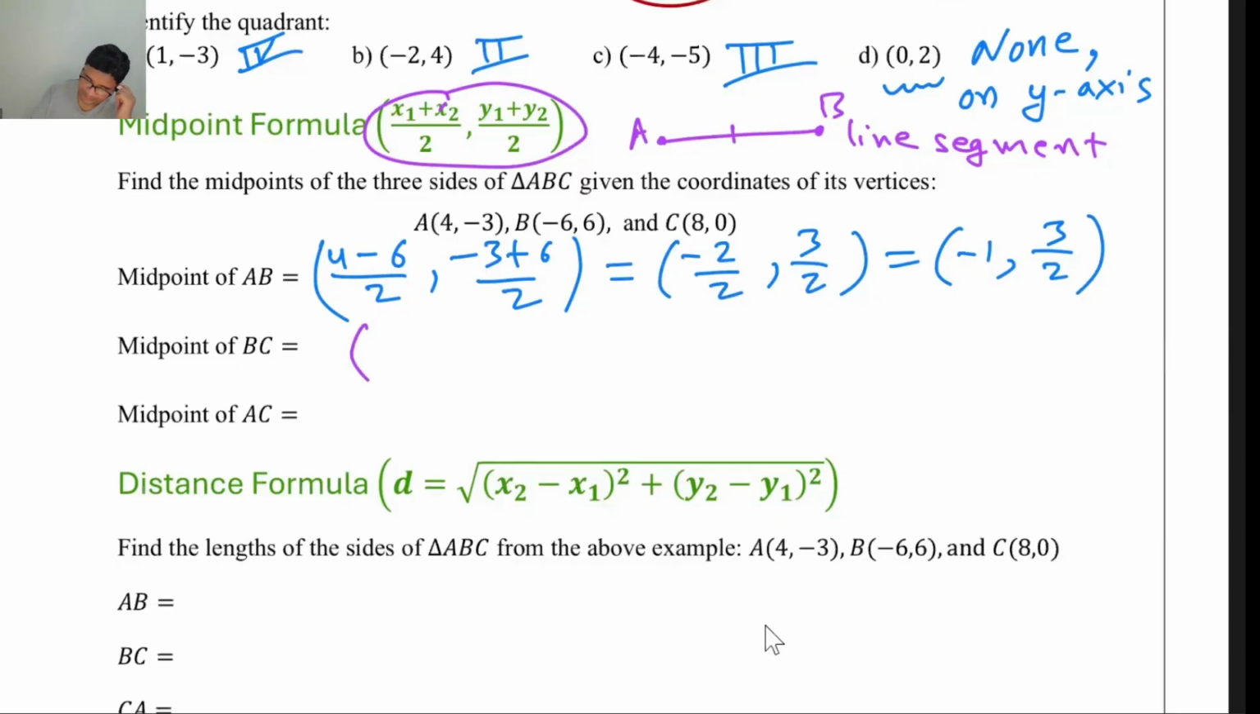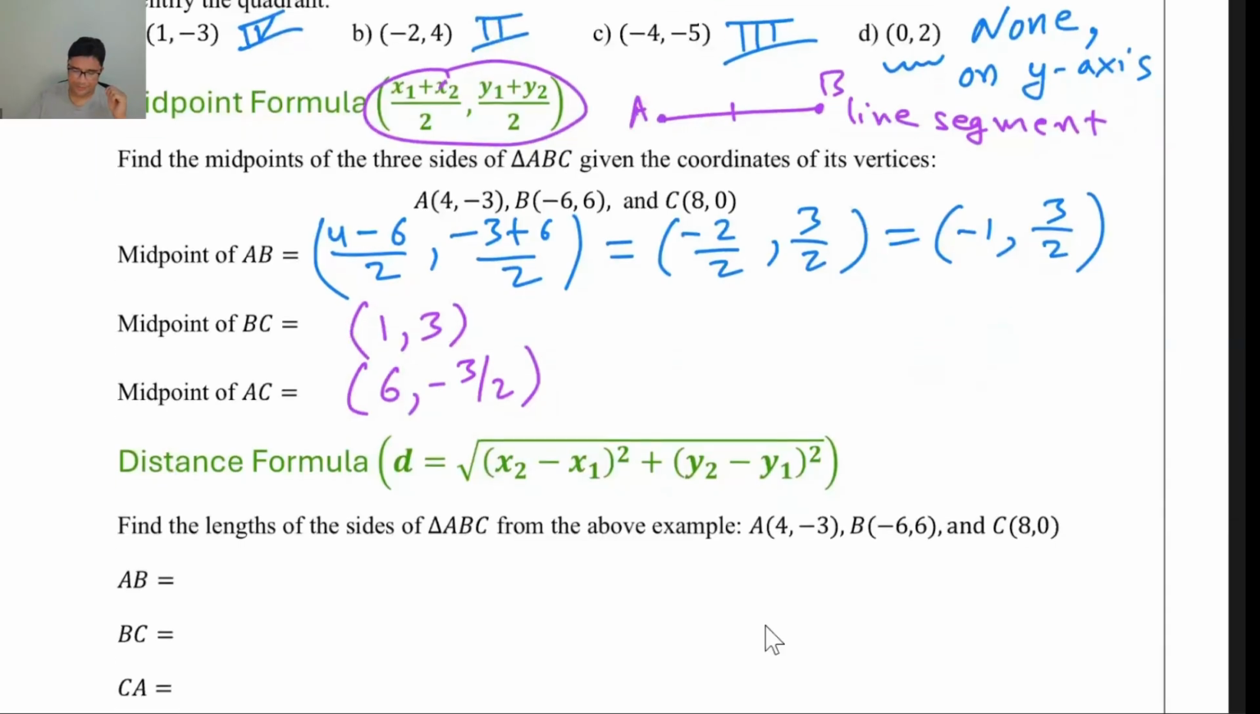BC, the coordinates of the midpoint would be 1, 3. And AC, the coordinates of the midpoint would be 6, negative 3 over 2.